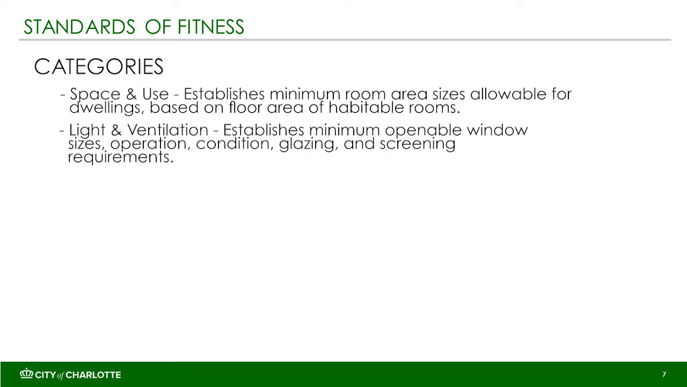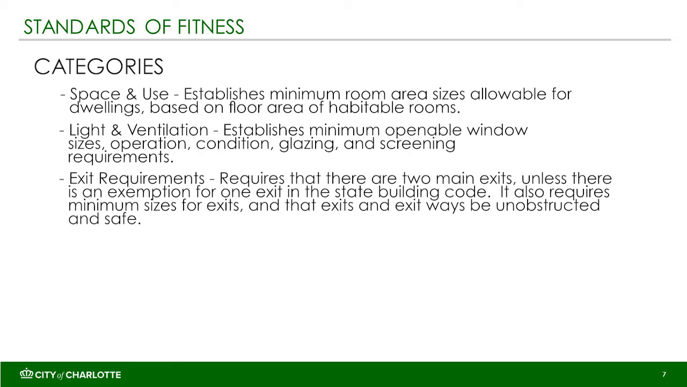The next section is light and ventilation, which establishes minimum openable window sizes, operation, condition, glazing, and screening requirements. It sets forth standards of operability for kitchen exhaust equipment, closed dryer vents, and ducts. Kitchen vents and dryer vents are both new requirements. The next section is exit requirements, which requires that there be two main exits, unless there is an exemption for one exit in the state building code. This section also requires minimum sizes for exits, and that exits and exit ways be unobstructed and safe.